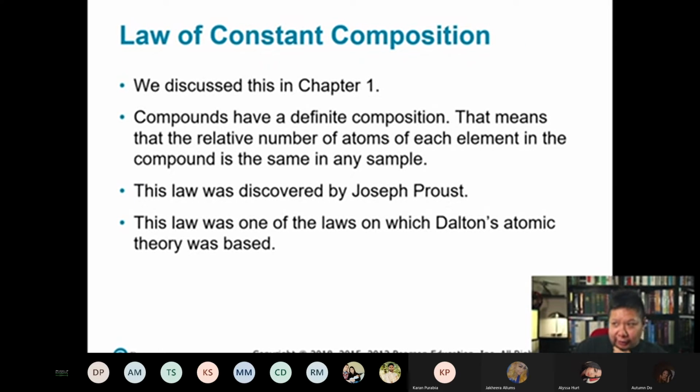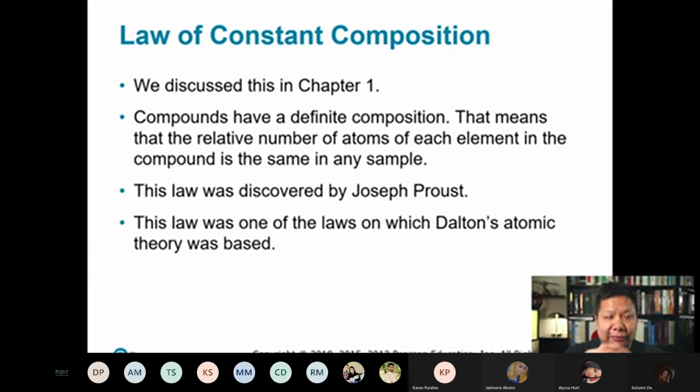We've actually talked about the law of constant composition already when we were talking about it in chapter 1, right? But just as a review, this law says compounds have definite composition, right? And what that means is that the relative number of atoms of each element in the compound is the same in any sample, right? And so if you have an element of oxygen on one side and an element of oxygen on the other side, they're both going to be the same atoms of oxygen, right? Which again, this is one of those things I told you before, where it seems pretty obvious today, but back then it wasn't very obvious at all.